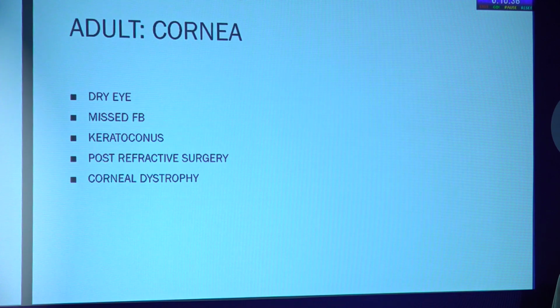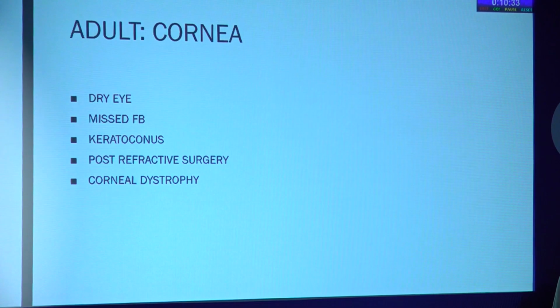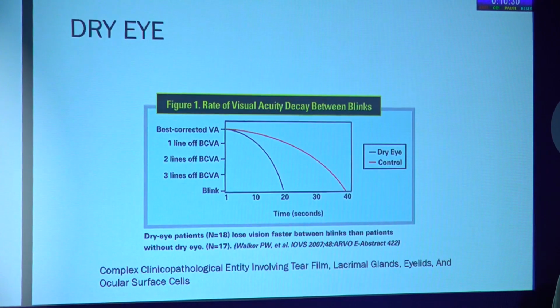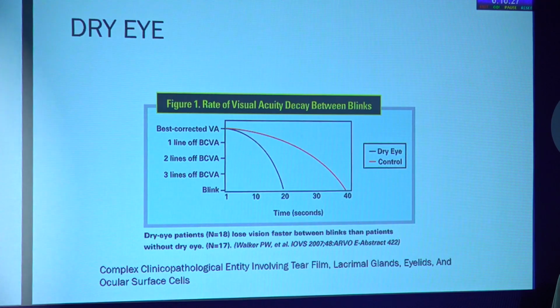Now, we'll discuss this according to the structures, anterior to posterior. In the cornea, dry eye is usually the most common cause of unexplained diminution of vision, where you examine and see nothing, like Lathika said: the patient is not seeing properly, you are also not seeing properly. Why? This is because dry eye can be a complex clinico-pathological entity. It involves the tear film, the lacrimal glands, eyelids, and the ocular surface cells. And dry eye patients lose vision faster between blinks than patients without dry eye. So they will not be able to give you even a clear history as to what is the problem.